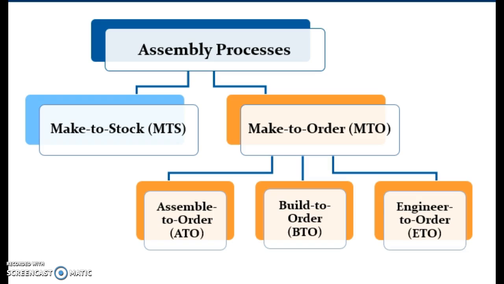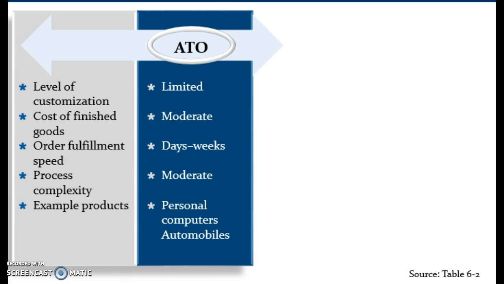MTS is the traditional production method where end item products are usually finished before receipt of a customer order. ATO production commences after receipt of a customer's order. The finished ATO product is generally a combination of standard components and options or accessories specified by the customer.